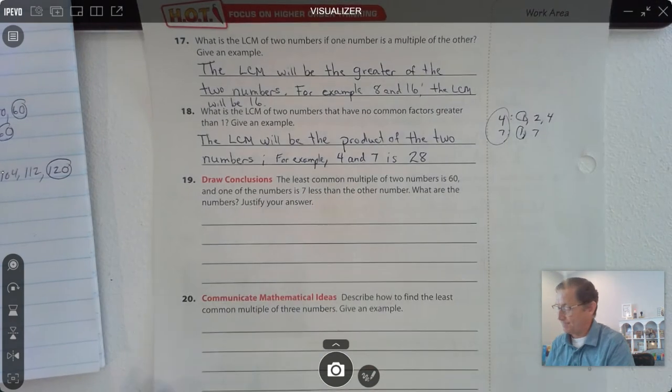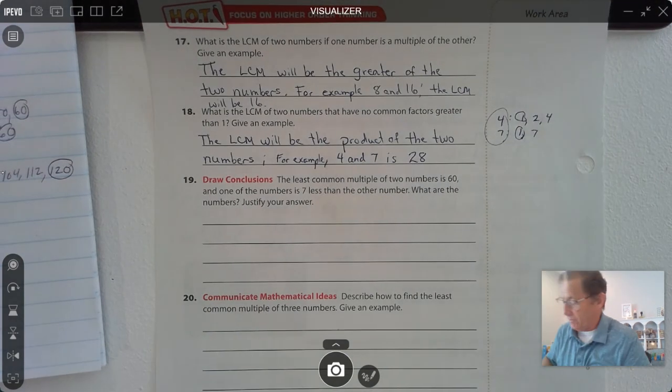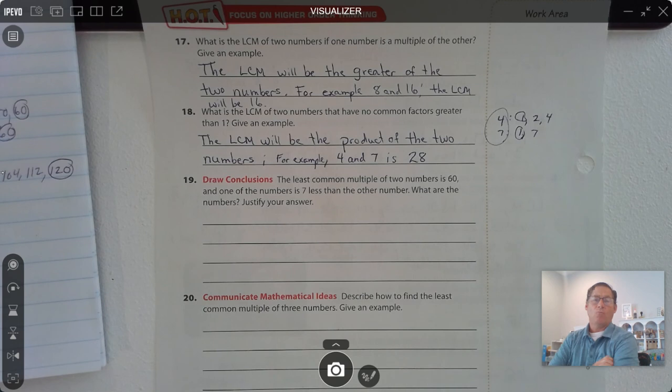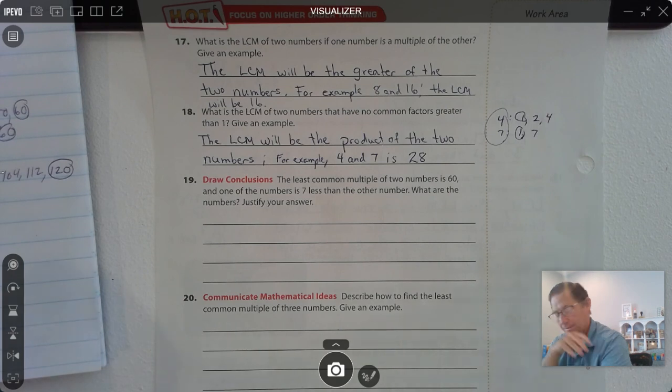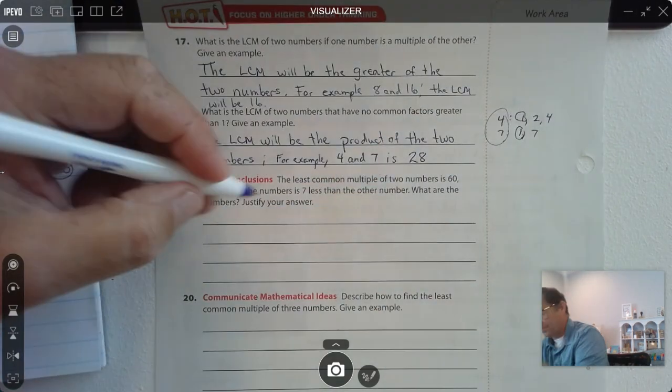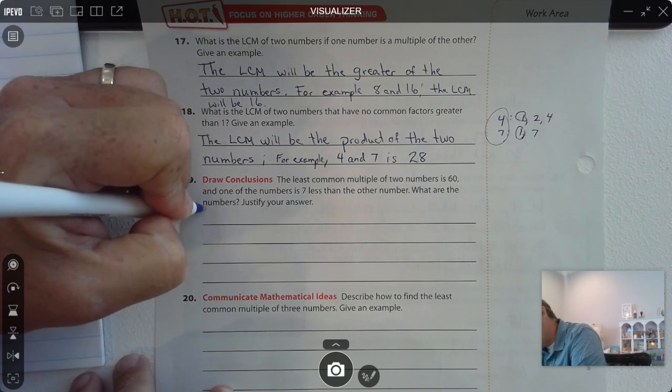All right, 19. The least common multiple of two numbers is 60, and one of the numbers is 7 less than the other number. What are the numbers and justify your answer? All right, so basically we need to look at the factors of 60 here, because 60 is a multiple of each of its factors. So the factors of 60 are, let's write this out here.